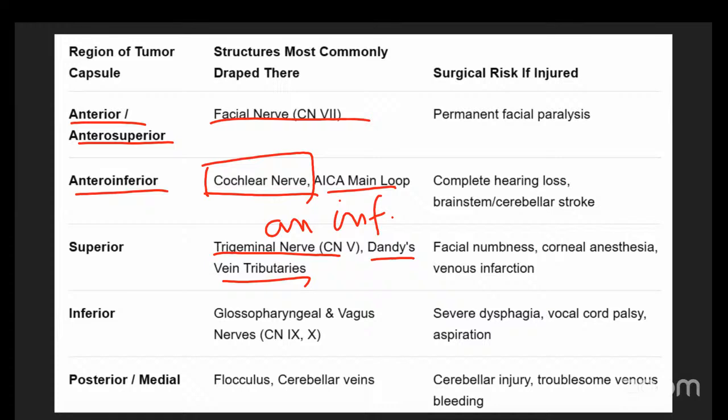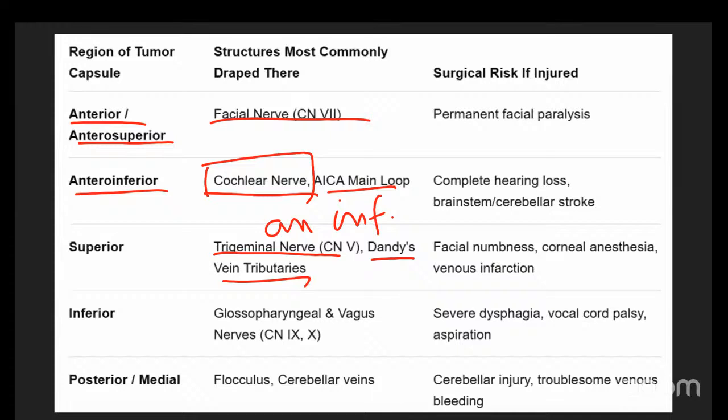And then you have the trigeminal nerve. The trigeminal nerve is less of a problem during vestibular schwannoma surgery, until and unless the tumor is so huge that it is now causing symptoms like facial numbness, etc. Usually it stays away at the superior end.